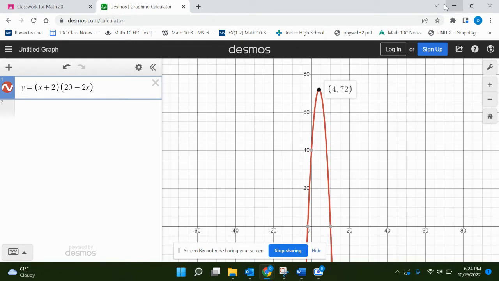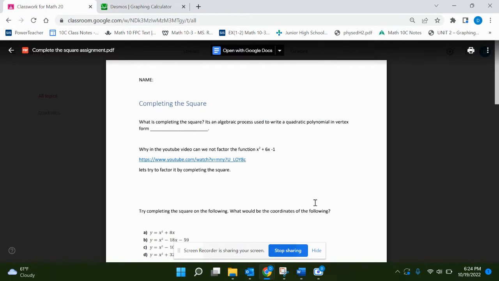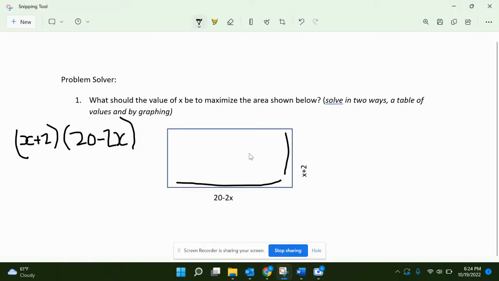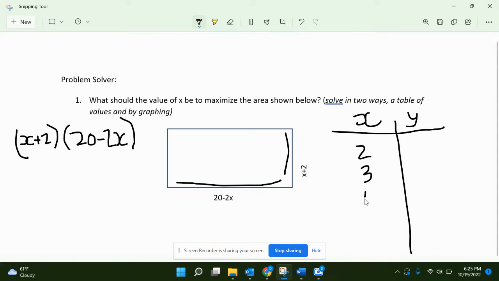Okay, now what does that exactly mean? Well, that's where the table of values actually comes in handy. Okay, so if I go into my table of values, and I'm going to go back to the screen capture here. Oh, no, it's not on the screen capture. Okay, so I'll just create a table of values right now. And you guys already have one. But if I look at my x and my y, I want the value of x that's going to maximize this area. And we already know from the graph that it's 4. But let's just take a look at 2, 3, 4, and 5.